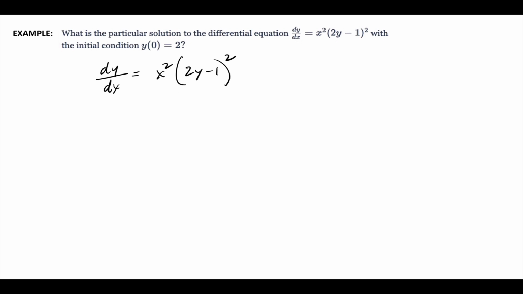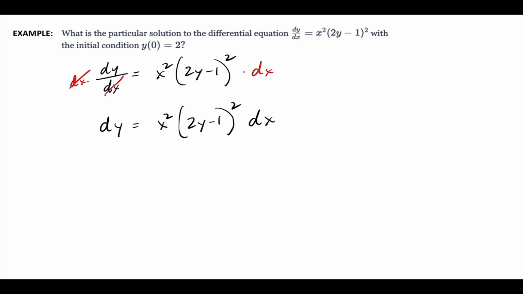Separate the x's and the y's, right? We need to get the y's on the left side of the equation, the x's on the right side. Well, we've done this part before. That's not a big deal. That's not anything new. So we have dy equals x squared (2y minus 1) squared dx. Okay, so now we got to get the y's on the left. We got x's on the right. Done. Y's on the left.